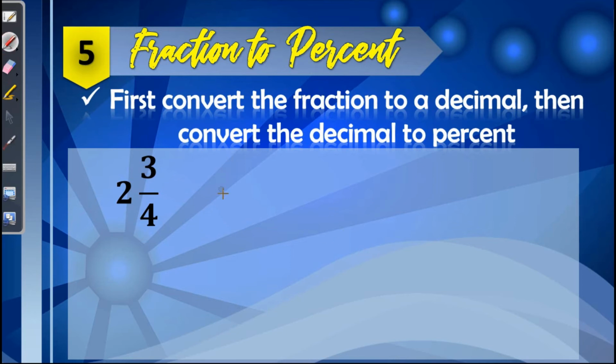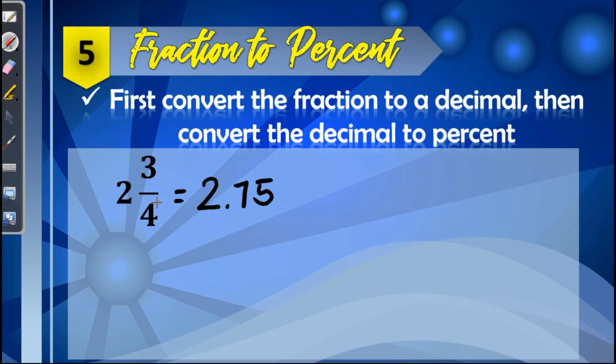So based on the procedure, let us convert this first to decimal. 3/4 in decimal is 0.75. So this one is equivalent to 2.75.